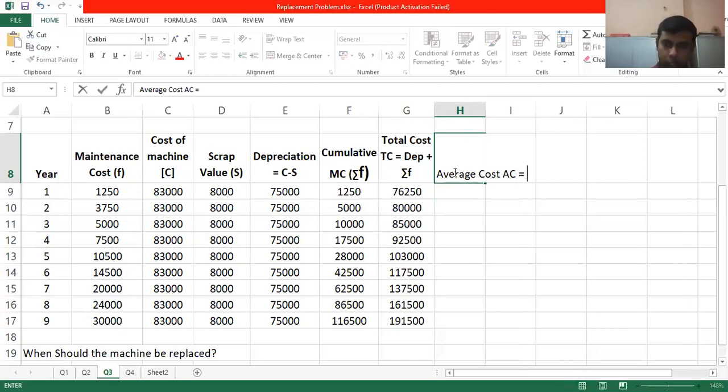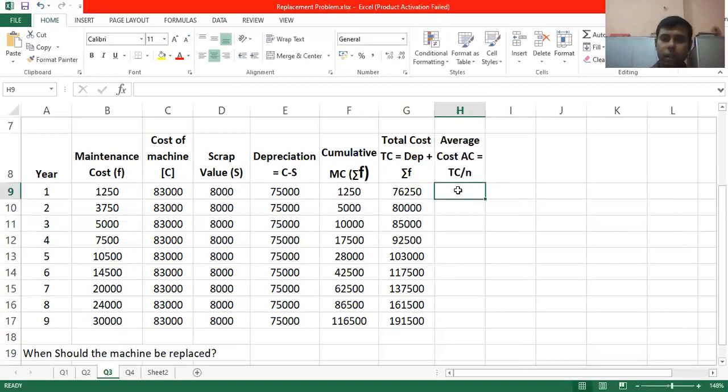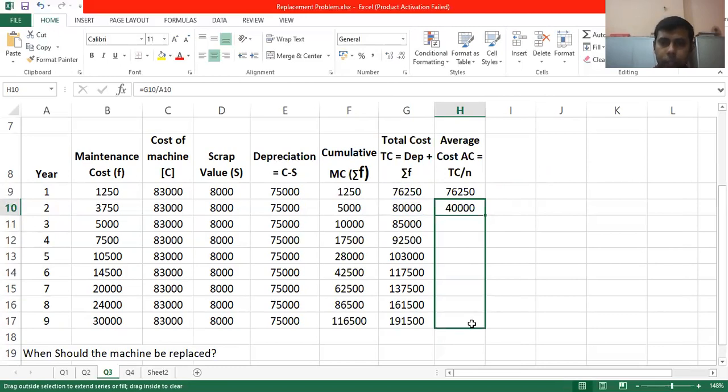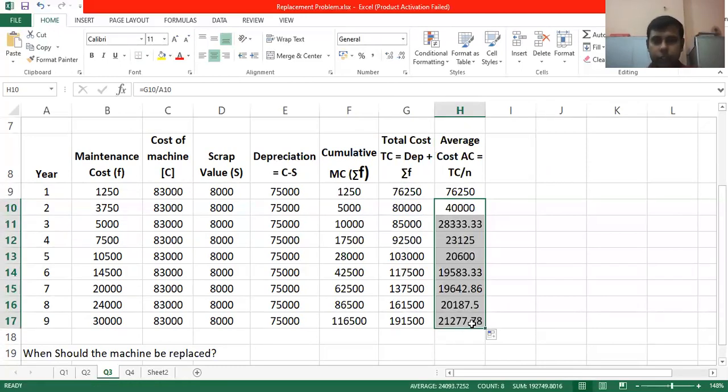AC equals to TC divided by small n, where small n equals to number of years. So total cost divided by number of years, and let us drag down. So this is our average cost. Now look for the least average cost.